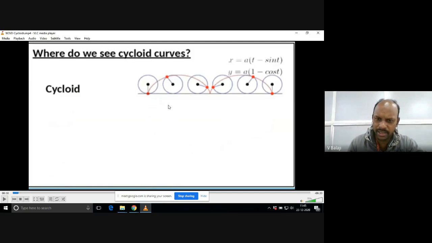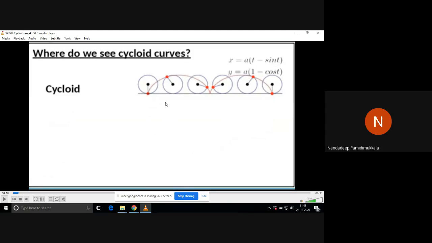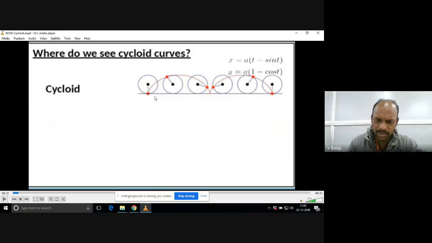Is it clear? Yes, sir, it is clear. This red point is initially touching the ground. While it is rolling and traveling a distance of 2 pi r, that means one complete revolution, this red point I am showing is making some path.